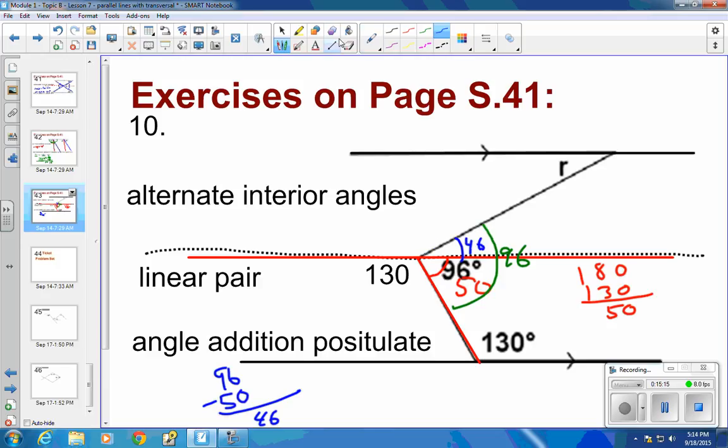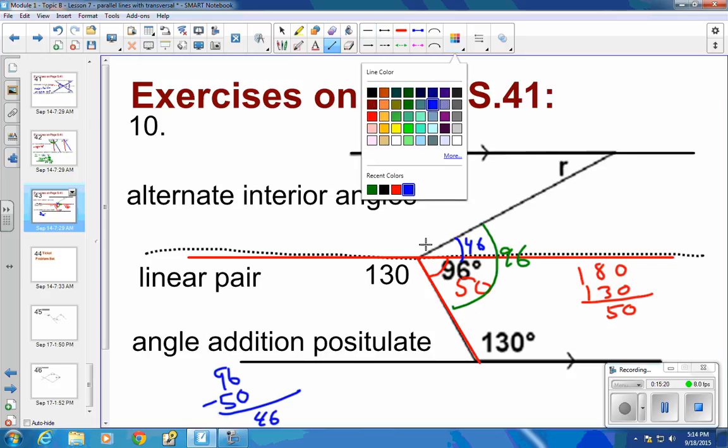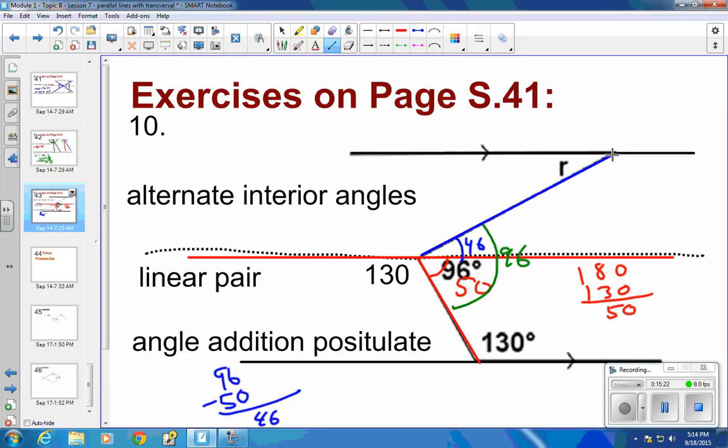So at that point, now that I've got to there, I can use this other transversal that I had before, draw it back in here, and you should be able to see that if this is 46, if I go alternate interiors again, this has to be 46. So I worked my way through my picture. So the measure of angle R is going to be equal to 46 degrees.